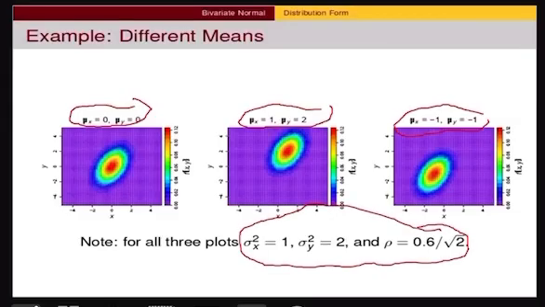But in each of these plots, I fix the variance of x equal to 1, the variance of y equal to 2, and the correlation. So I fix these particular values. The only thing I'm changing is the means. So I actually want to see how that shape is going to look.